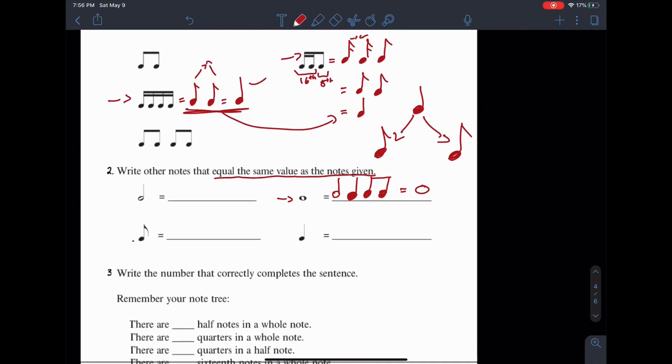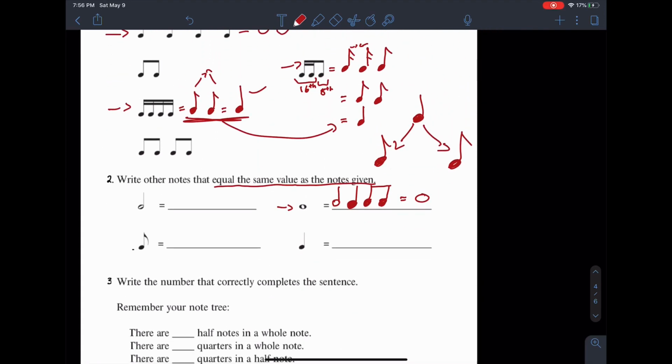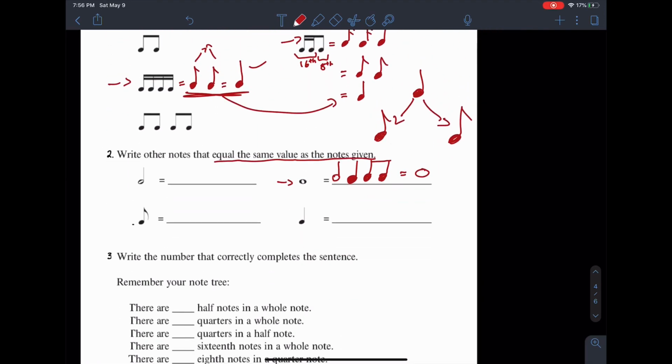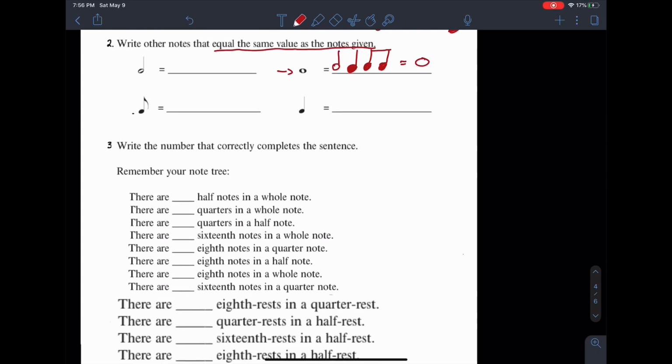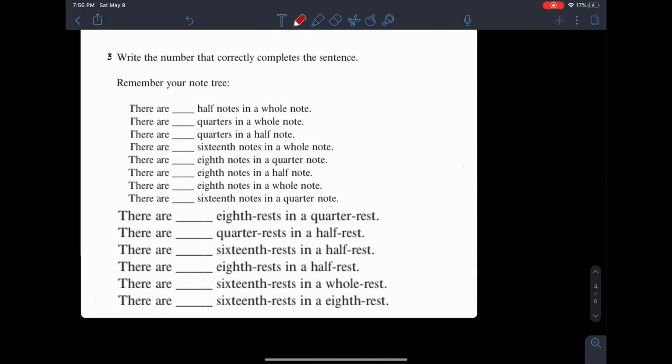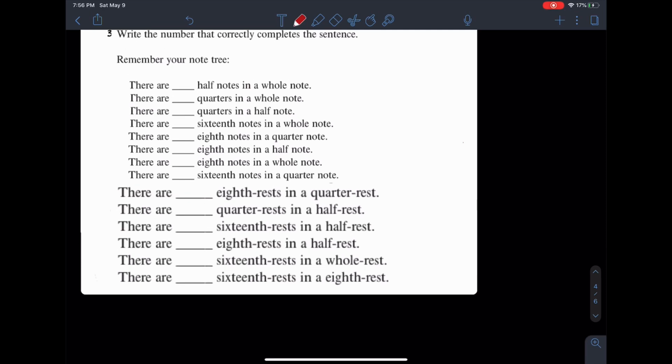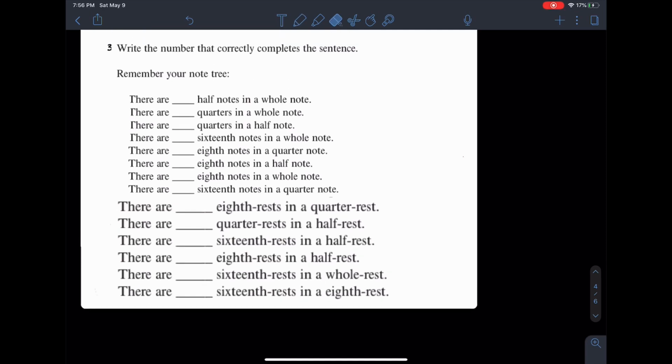I hope you guys saw how I split. You can just split notes off and add in equal values. It's just like math, and that's why rhythm is so cool. Now, I'm just going to do 2 of these, because these are pretty much just look at the tree and answer the question. So I'm just going to choose one at random. I'm going to do this one, and I'm going to do this one. So these ones are all about notes. These ones are all about rests.